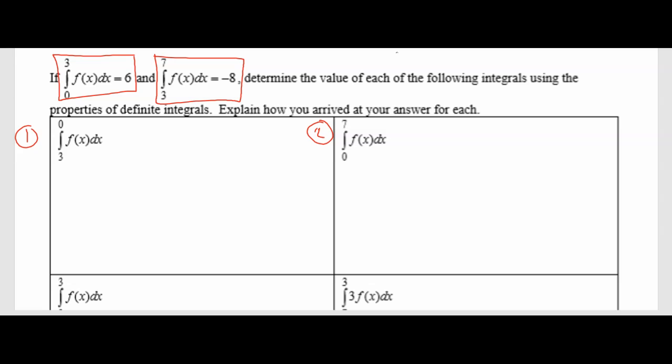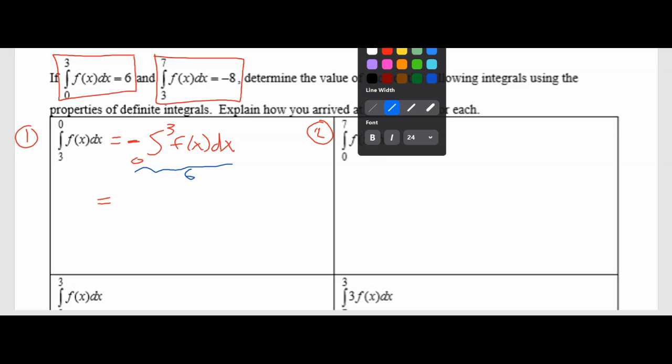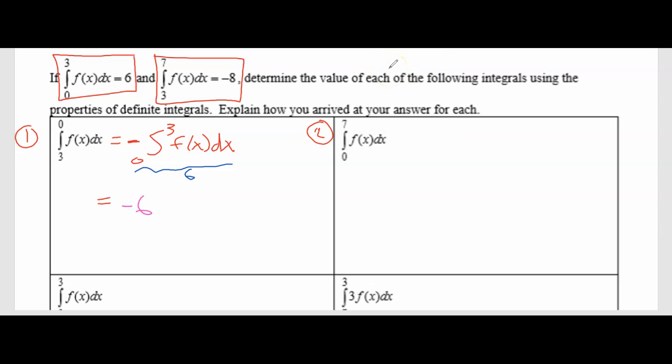So for the first one, you'll notice all they've done is switch the limits of integration. So if we think back to one of the properties up above, this is going to be equal to the negative value going from 0 to 3 of f of x dx. We know that this value right here, that's equal to 6, right? So our answer to the integral that they give us here is just going to be negative 6. So it's just the opposite sign of whatever that original integral was, or the given one.